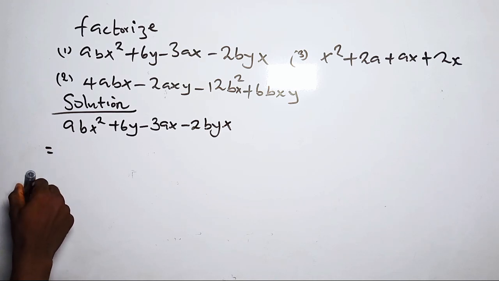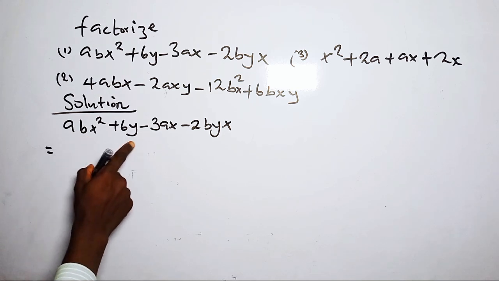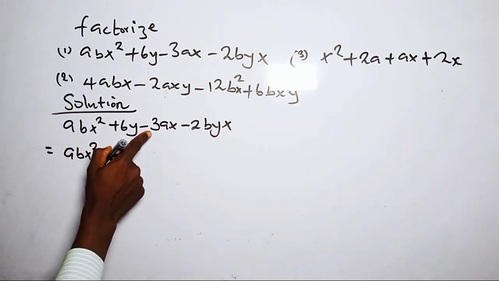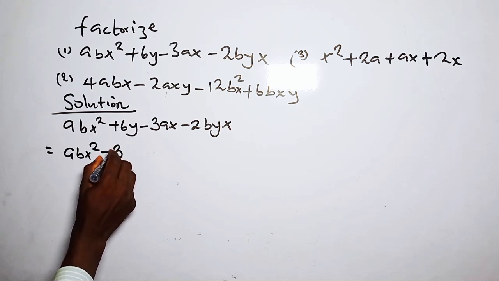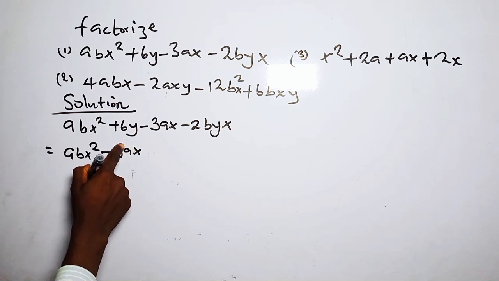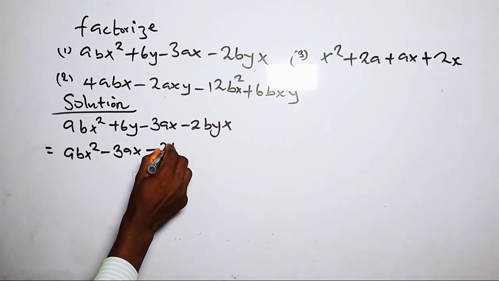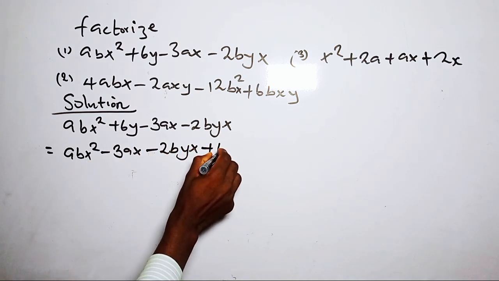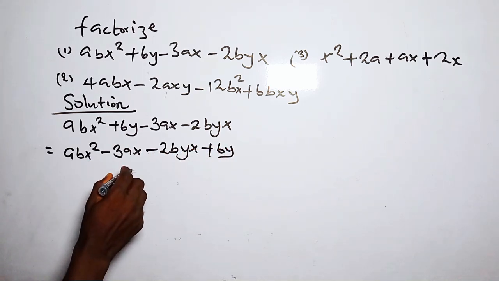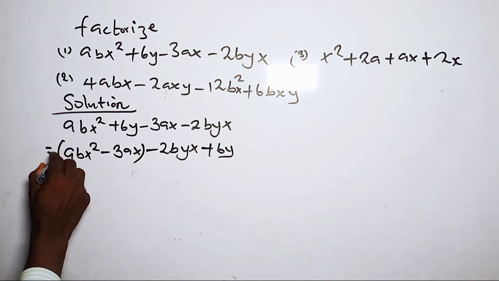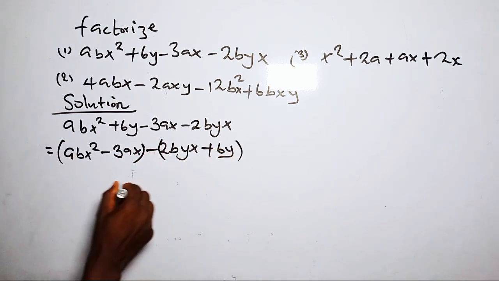So when we look at this, we can look for the ones we can group that have a common factor. So we have abx squared, okay, we have ax, so minus 3ax. We lift it along with the sign. Okay, so here we have minus 2byx. Okay, so we have plus 6y. So when we group it like this, we can now factorize. Okay, we can look for the common terms and factorize.